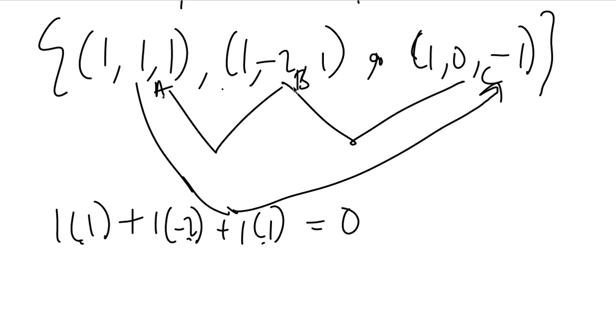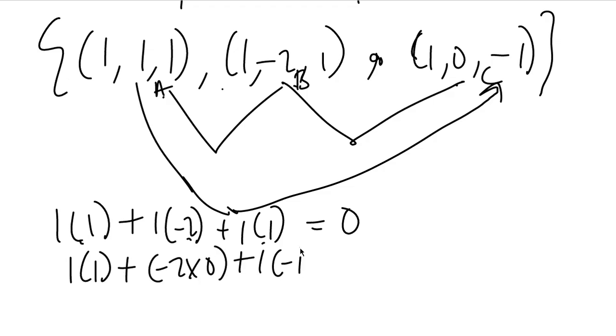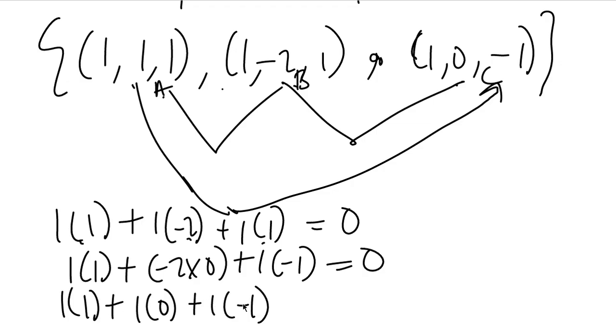And then if we pick B and C, what's it going to be? 1 times 1 plus negative 2 times 0 plus 1 times negative 1. 1 times 1 is 1, negative 2 times 0 is 0, and 1 times negative 1 is negative 1. So 1 minus 1 is going to give us 0, right? And then if we pick A and C, it's going to be 1 times 1 plus 1 times 0 plus 1 times negative 1, and that's 1 minus 1, which is still 0.